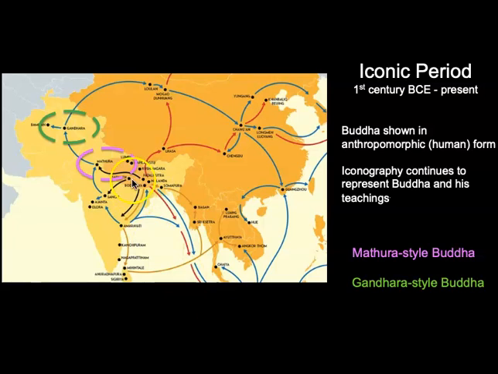With our look at this region during the iconic period, we're going to be looking at 2 different styles. We're going to be looking at the Mathura style and the Gandhara style. And we're going to look at 2 Buddhas that are remarkably similar and yet very different than what we've been experiencing in the aniconic period of Buddhist art.